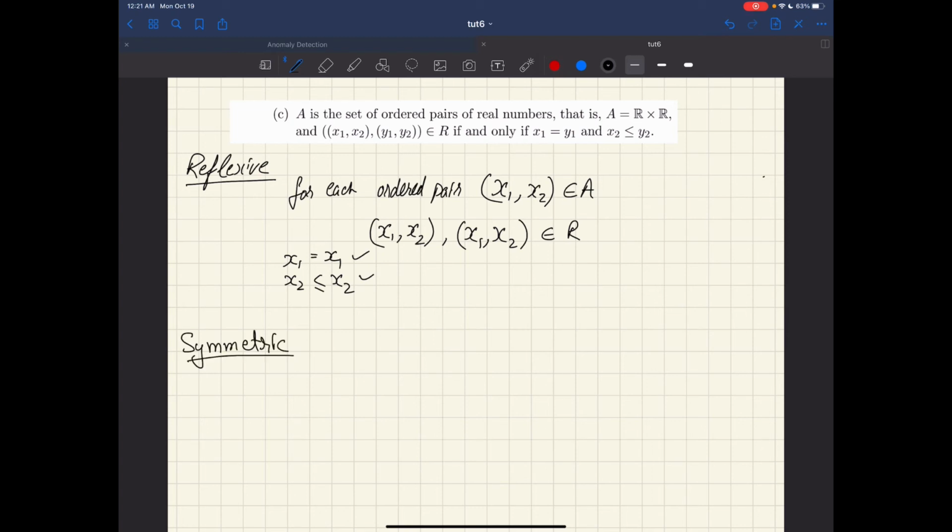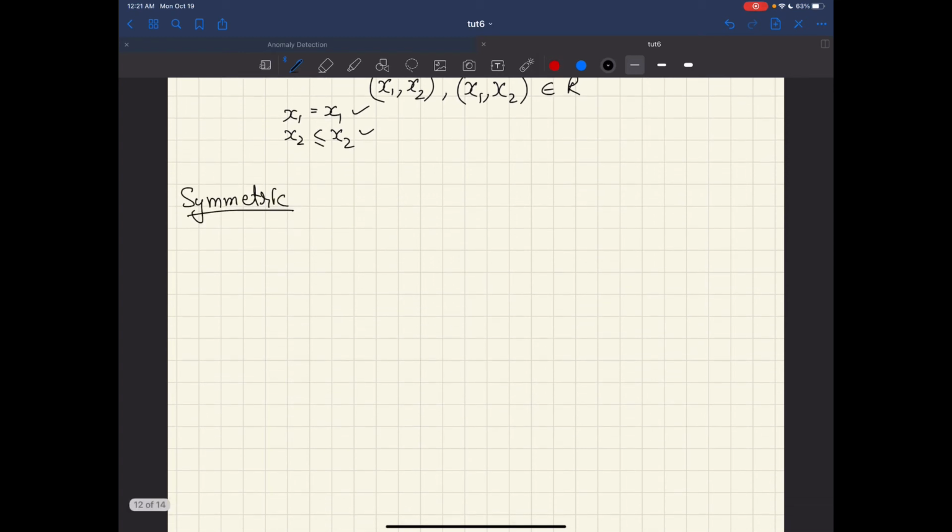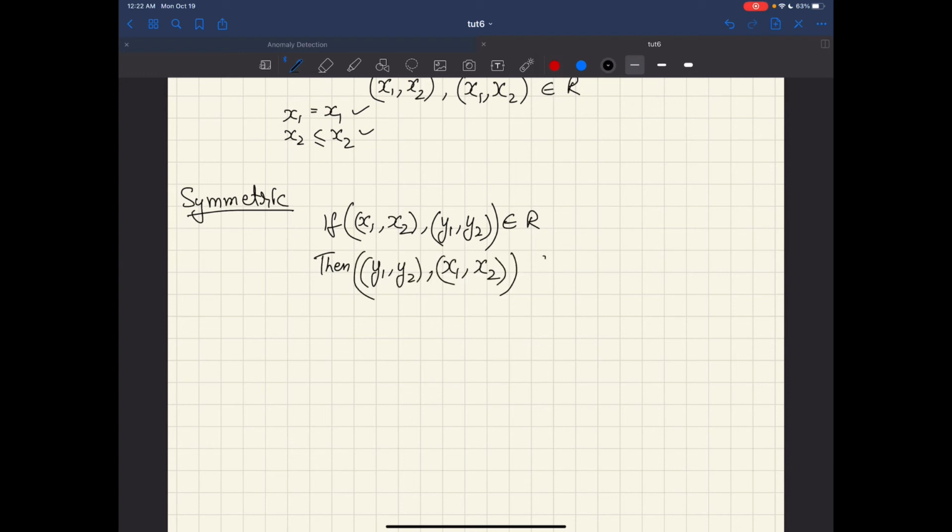Now to talk about symmetric, let's say (x1, x2) comma (y1, y2) is an element of the relation R, then (y1, y2) comma (x1, x2) should be in R. That's what the definition of symmetric means for all the elements belonging to A.